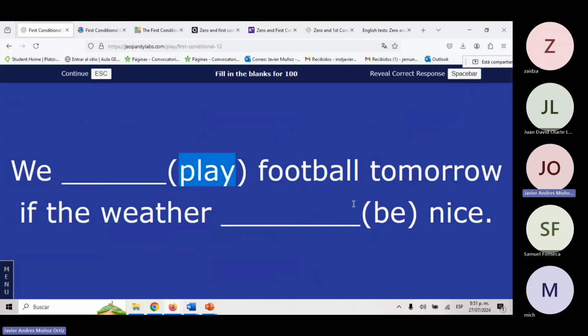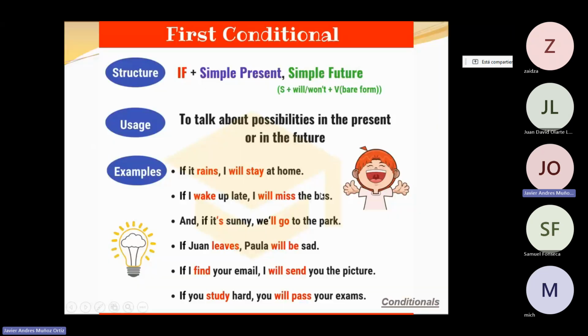So you have to conjugate the verb be, in present simple or future simple tense, because you need to know what's the cause and what's the effect. We play football. In this case, we are not having the word if. Therefore, this is the effect. Ergo, we need to use the future simple tense.